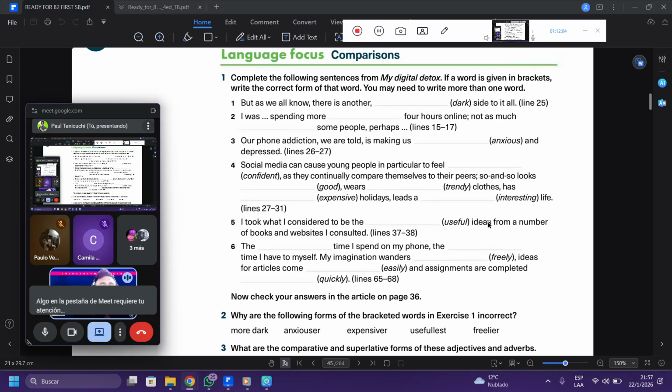Okay, help me out reading the first one, please, Abigail. The first sentence. We have to put it in the correct form, the superlative or maybe the comparative, of the words that are in brackets. The first one is dark. But as we all know, there is another, darker side to it all. Yes.